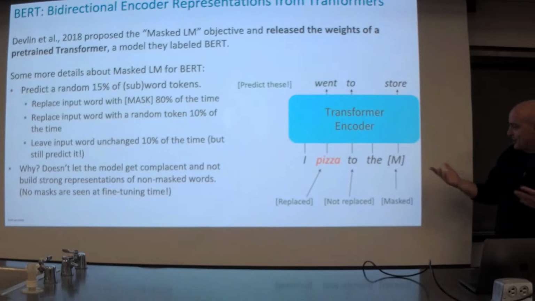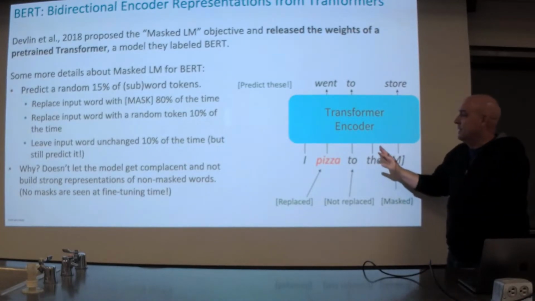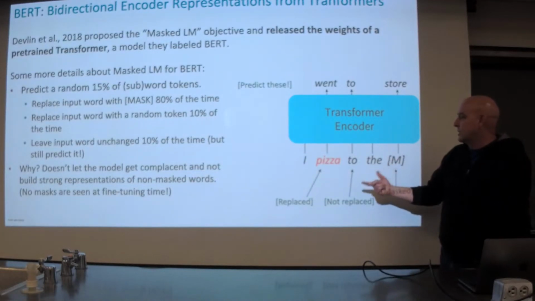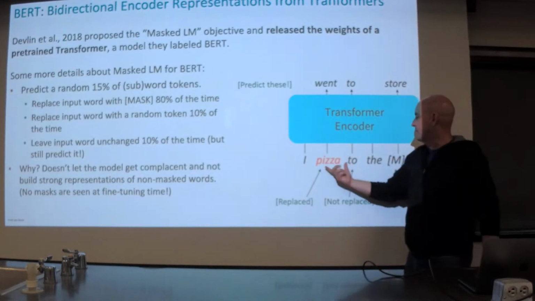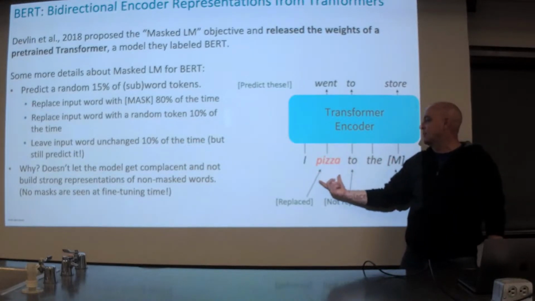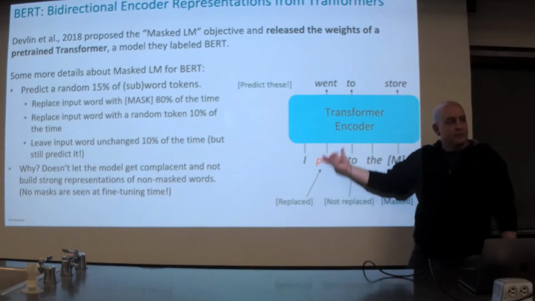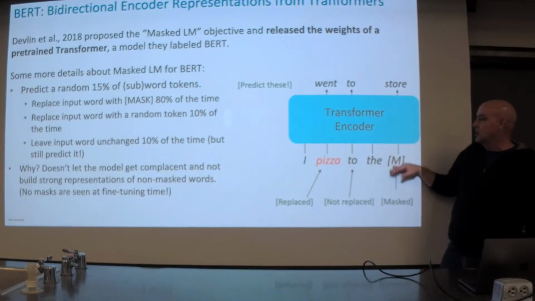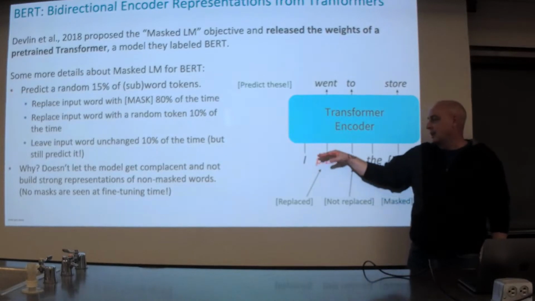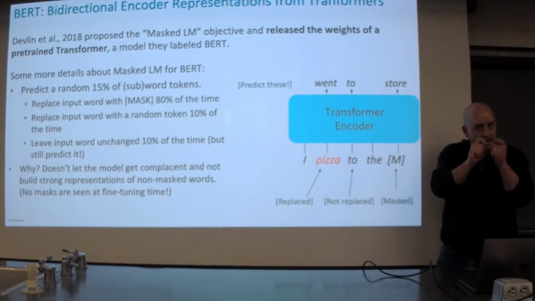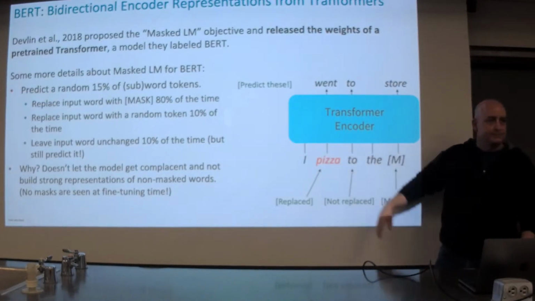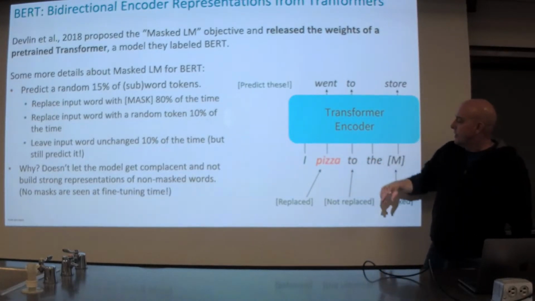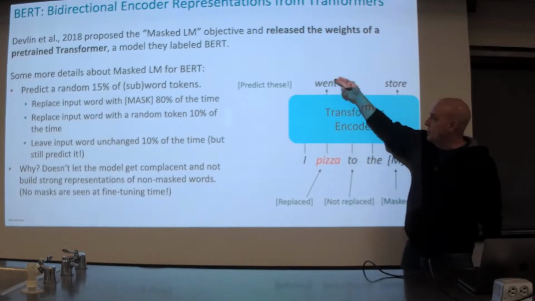For 10%, so 1.5, we might round it to 1 or 2, instead of using a masked token, we're just going to randomly put some other token from our vocabulary in there. So that adds some noise. Masking adds noise in the sense that we're removing information; this adds noise in the sense that we're putting in disinformation. But it's a very, very small number of the tokens that this happens to. And again, we want to predict the correct word.